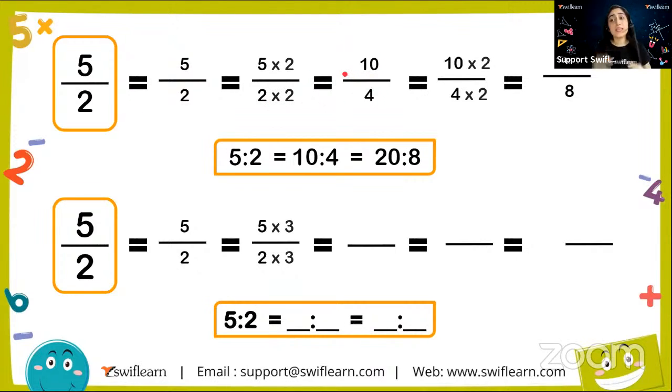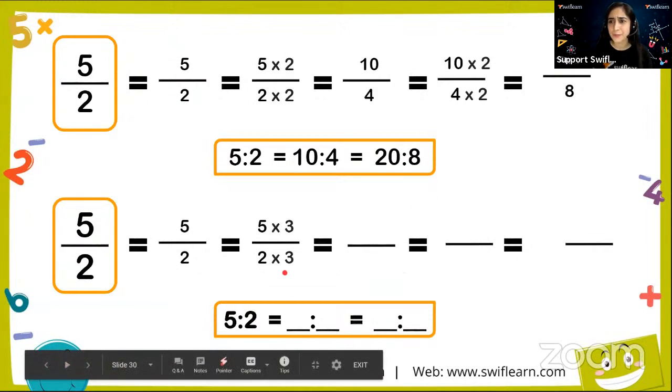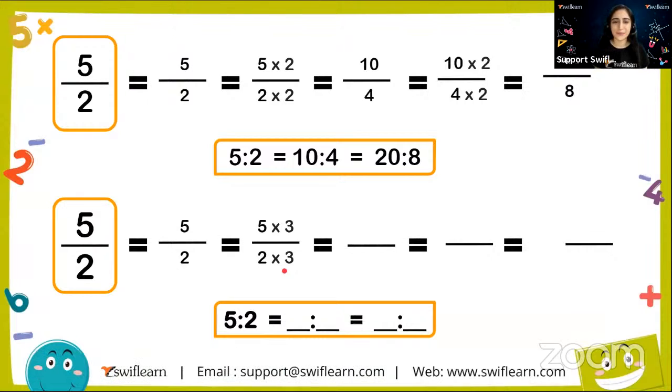When I multiply again, I get a bigger fraction, a bigger ratio. I get a bigger ratio, but all these ratios have the same value. So they are equivalent ratios. I'll give you just 2-3 seconds to solve this. Can you do this? Come on, let's do it.